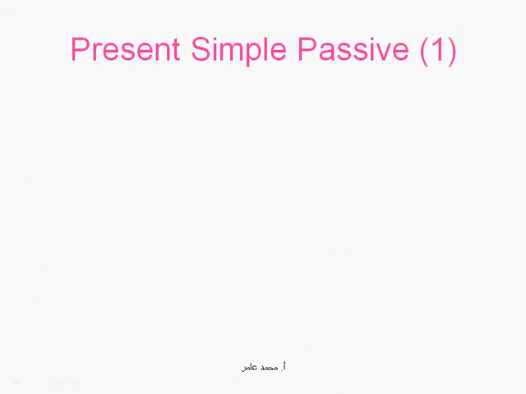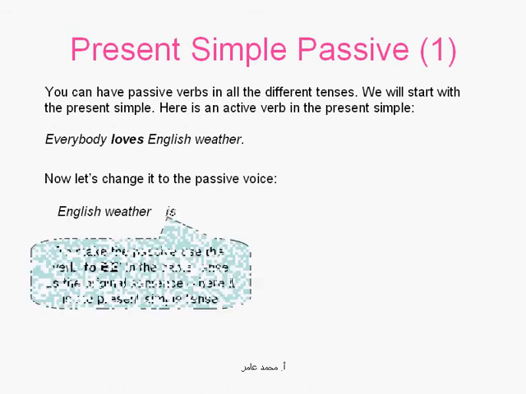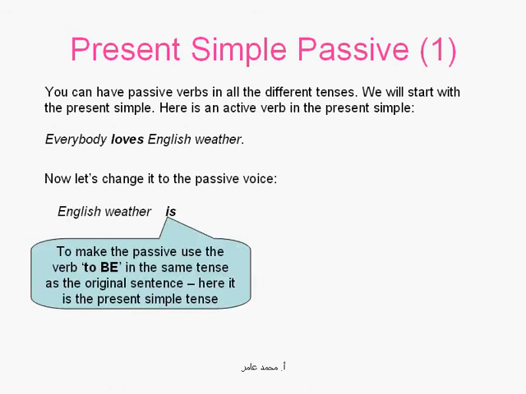The present simple passive. You can have passive verbs in all the different tenses. We will start with the present simple tense. Here is an active verb in the present simple. Everybody loves English weather. Now let's change it to the passive voice. English weather is, to make the passive, use the verb to be in the same tense as the original sentence.